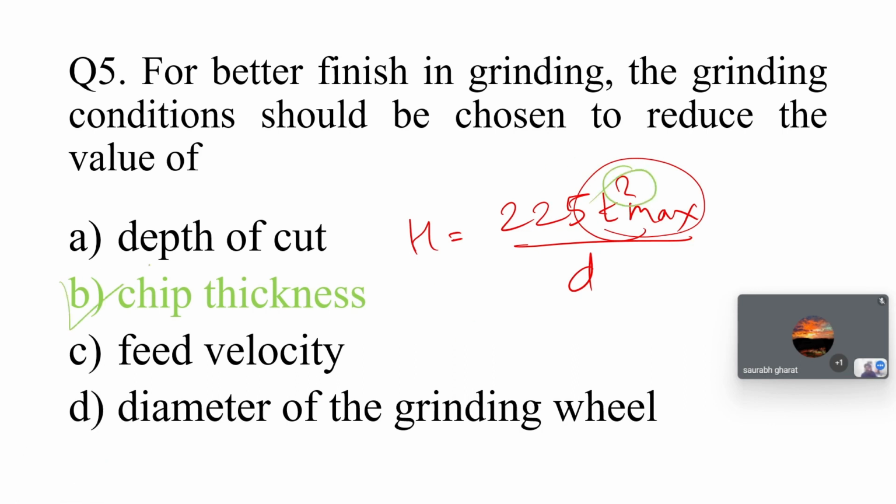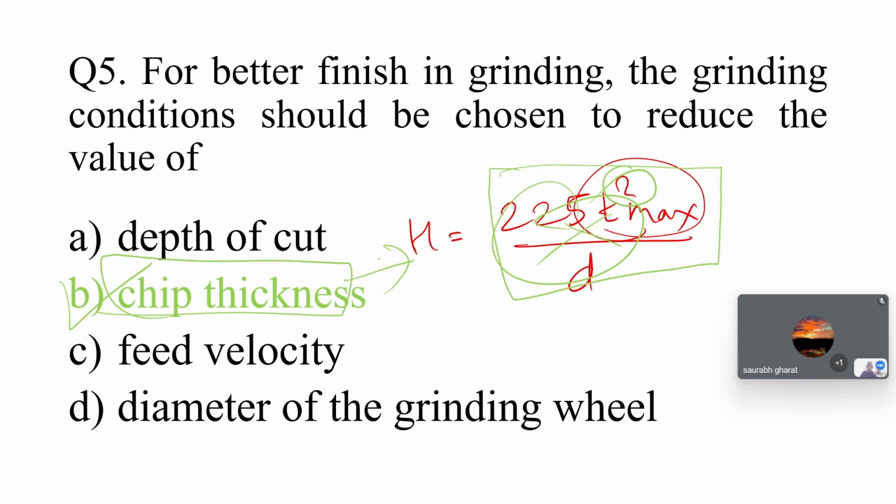Speed and velocity are not anywhere here, and the diameter of the wheel is not either. What you have is depth of cut and chip thickness, so primarily you must reduce chip thickness. If they ask what you must increase, then it's depth of cut. But according to the question, chip thickness will be the correct answer. I showed you the formula, just write down the formula and get the answer.